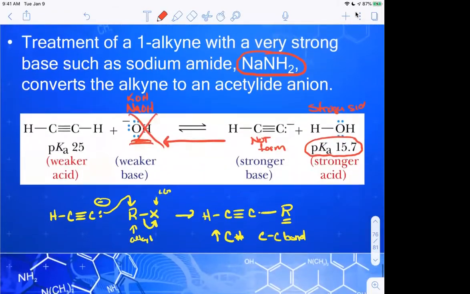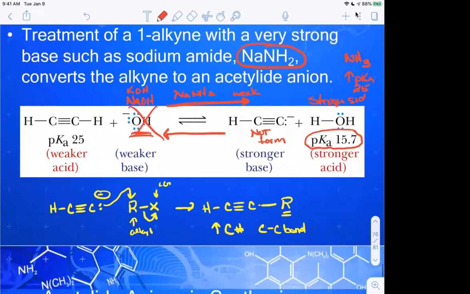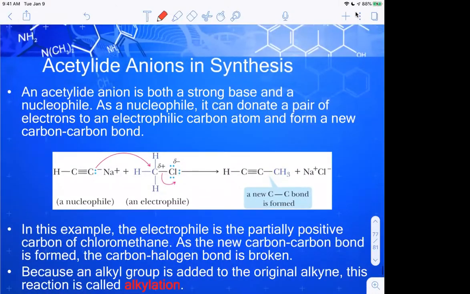If I look at NaNH2, I'm going to find out that ammonia has a much higher pKa than 25. So if I use NaNH2, this is going to be the weak side, and then I can form that acetylide anion. So this is both a strong base and a nucleophile.